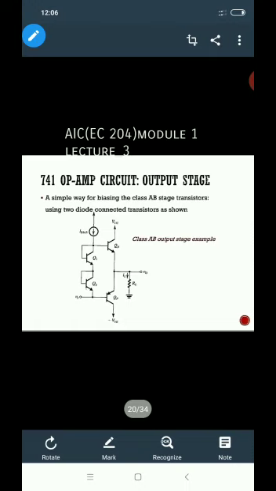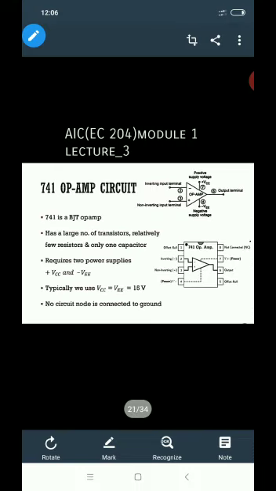Now here we have the 741 op-amp circuit output stage. A simple way of biasing the class AB stage transistors is using two diode-connected transistors as shown below. Now this is the class AB output stage example of the 741 op-amp circuit. The circuit is here. This is the symbol, with the inverting input, non-inverting input, and output terminal. Then a positive supply voltage plus VCC, that is the 7th pin. Then the 4th pin, that is the negative supply voltage minus VEE.